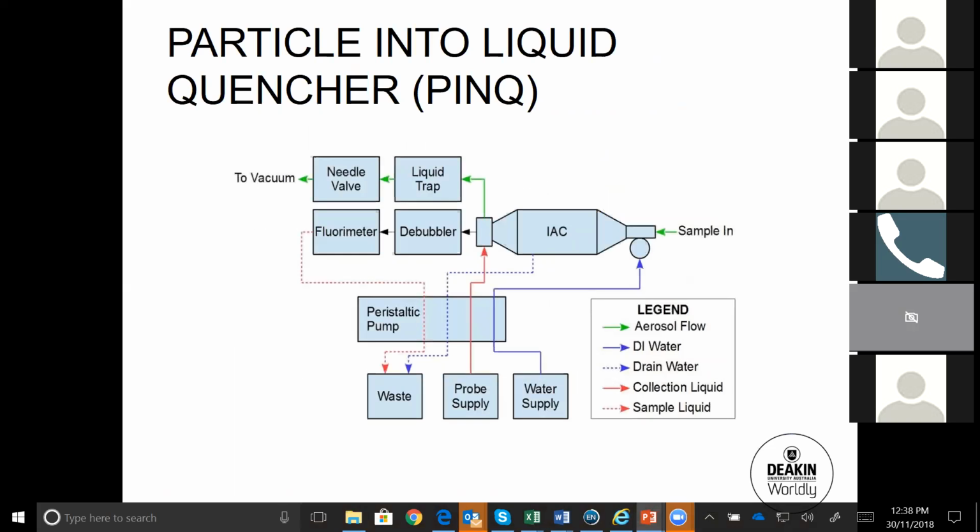This system that is shown here is called particle into liquid quencher. I called it PILQ just to be more girly, but it is actually quenching particles that are grown in the supersaturated part. And once they are grown in this insoluble aerosol collector here, we will collect them eventually in the cyclone, and then we will do the fluorescence detection. I will actually explain more.